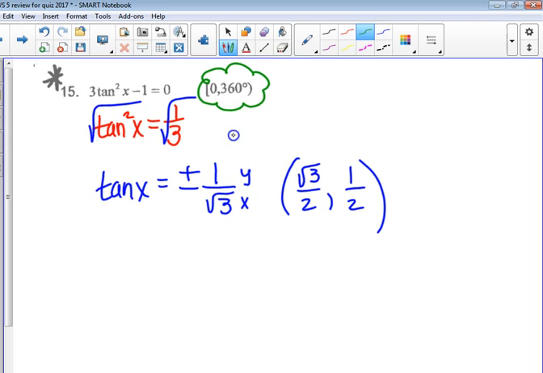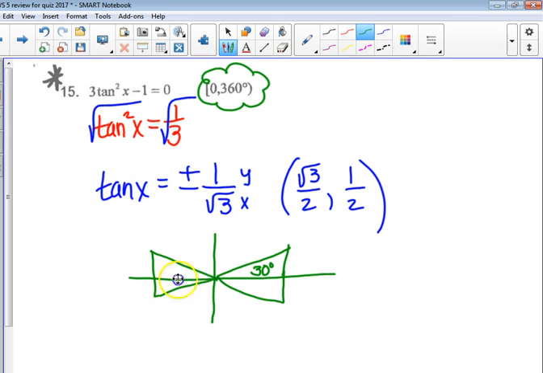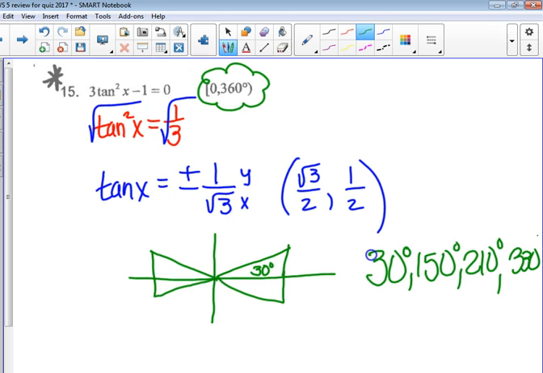I need them in degrees because for some reason, it did degrees. It's not hard because the first one was at 30, right? And then aren't they at all the same places on your little bow tie? So it was 30, 150, 210, and 330. Everybody okay? The degree part wasn't hard. It was just remembering it wanted degrees.